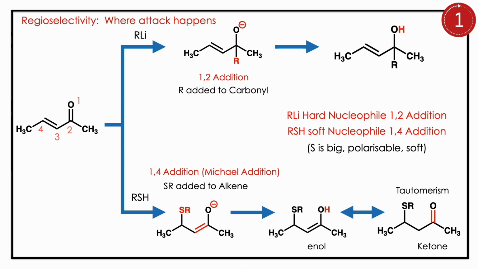Alkyl lithium is a harder nucleophile like Grignard reagent. So 1,2 addition happens. On the contrary, thiols are soft nucleophiles. Why? Because it's bigger and polarizable. So charge will be spread, it will become soft. So soft nucleophile undergoes 1,4 addition. So the attack happens at the 4 position, O minus forms. Finally, keto-enol tautomerism occurs. You have the 1,4 product.